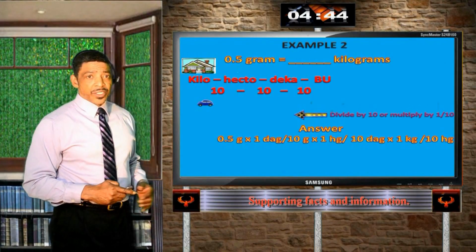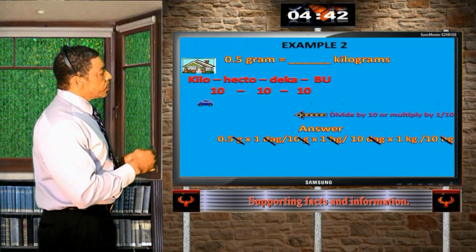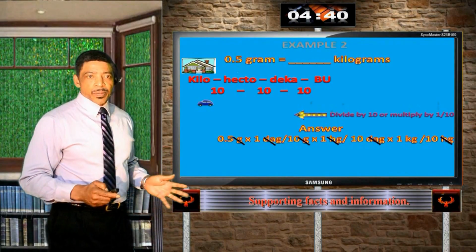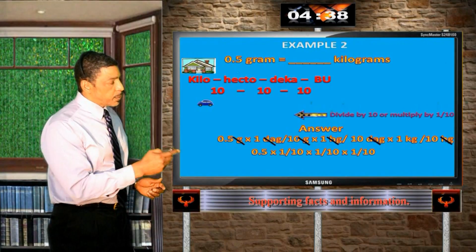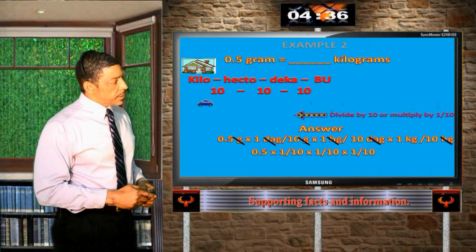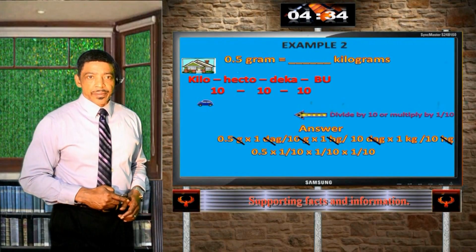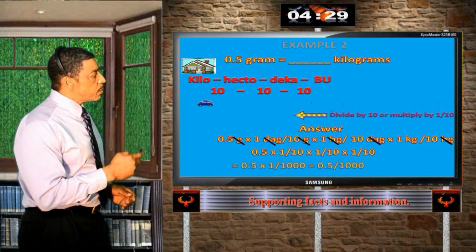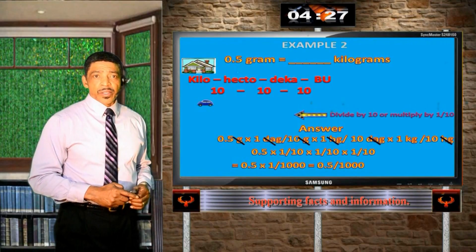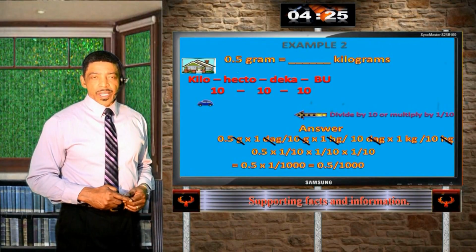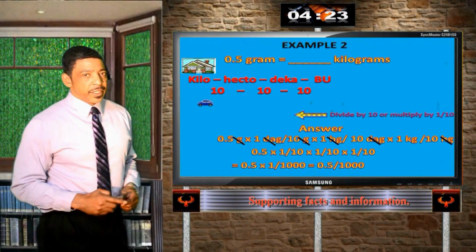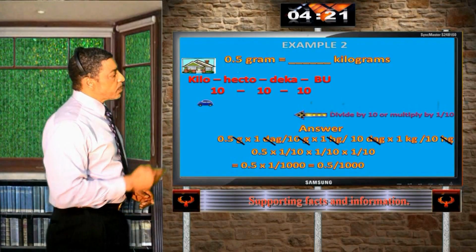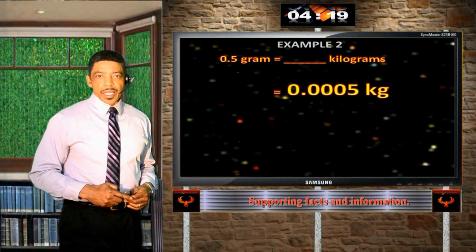After canceling the units, the solution may be rewritten as follows, where we multiply 0.5 times the reciprocal of 10 times the reciprocal of 10 times the reciprocal of 10. And simplifying further, we may write 0.5 times 1 over 1,000, or simply 0.5 divided by 1,000. At any rate, the answer will be 0.0005 kilograms.